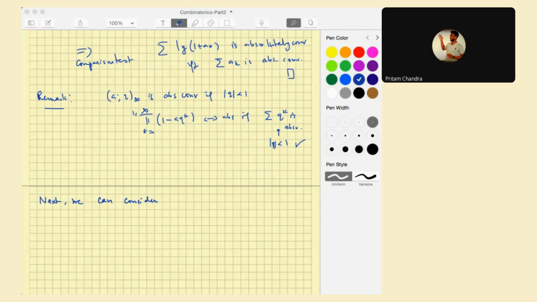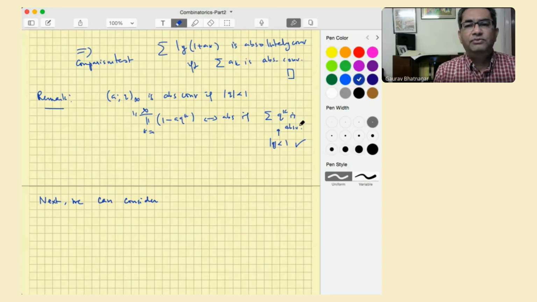Professor, we have an a factor there. So shouldn't we have mod q less than 1 by a or something? Yeah, I mean, we just want this to be convergent. So if you add 1 there, it will still be convergent. I mean, if you add a constant, it will still be convergent for q less than 1.